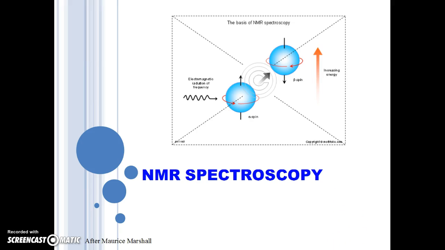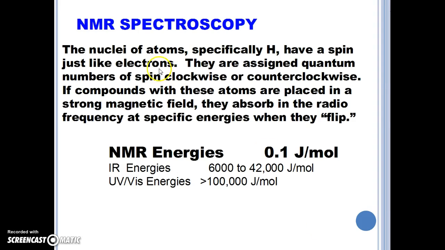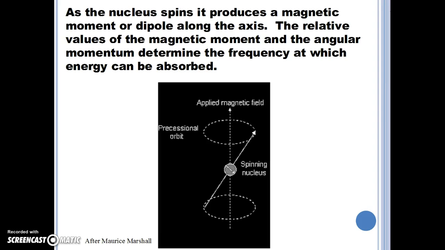NMR spectroscopy, which we don't really get to do unless we have a very strong lab, flips nuclei. The nuclei have a spin, just like electrons, and they're assigned quantum numbers. If compounds with atoms like these are placed in a strong magnetic field, they absorb in the radio frequency at specific energies when they flip. We're looking here at 0.1 joules per mole. Now, remember, the IR energies are thousands, tens of thousands of times larger. The UV-VIS, 1,000,000 times larger. And so that's why we need strong magnets to do this.